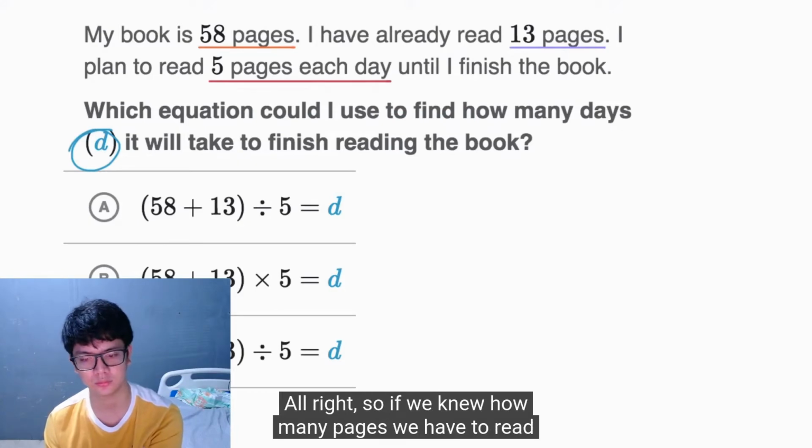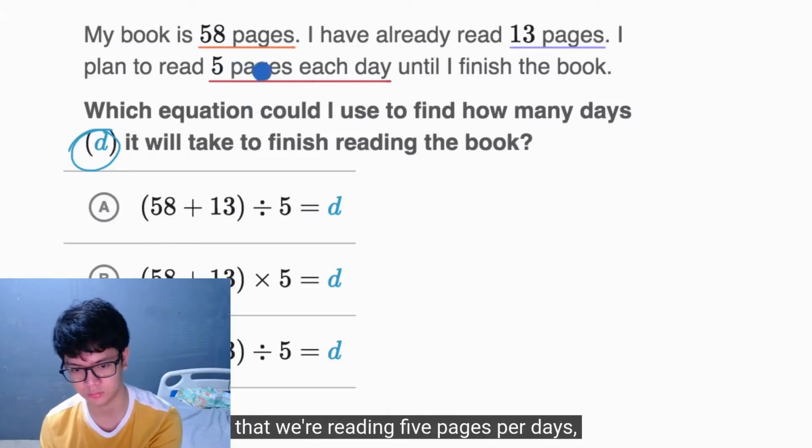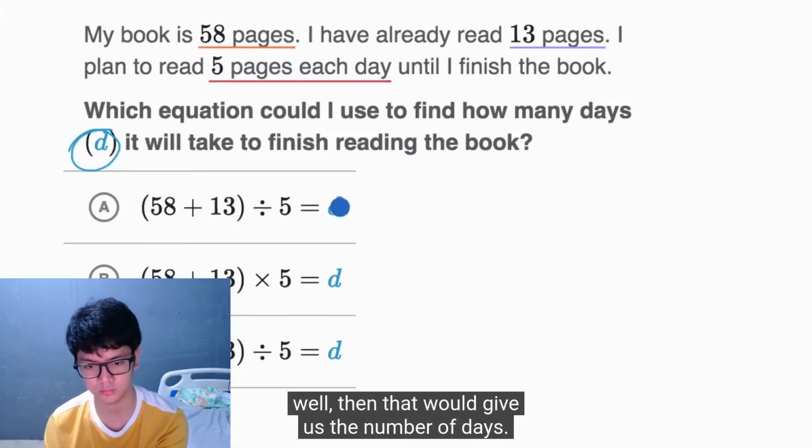All right, so if we knew how many pages we have to read, and we divided by the fact that we're reading 5 pages per day, well, then that would give us the number of days.